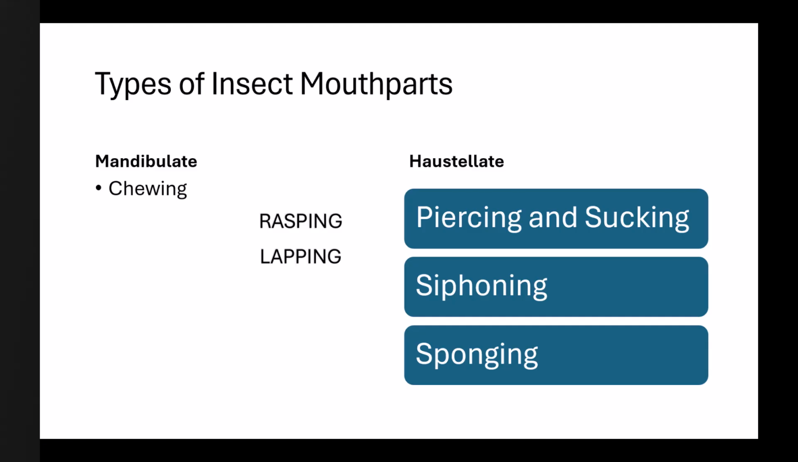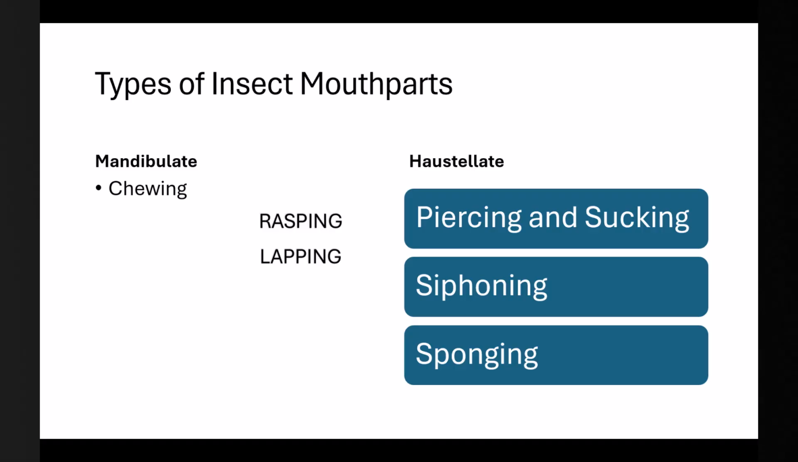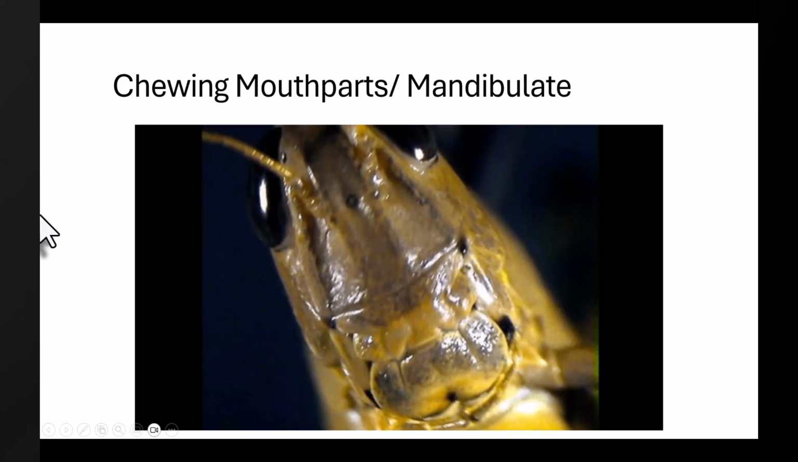And then there's something in between. There's rasping mouthparts, which are found in thrips. This is kind of a scraping type of mouthpart, and then slurping up the juices that you have caused to come out once you've rasped away at that plant tissue. And lapping mouthparts, which are really chewing mouthparts with a long tongue, so that things like honeybees and bumblebees can lap up nectar but also chew on pollen.